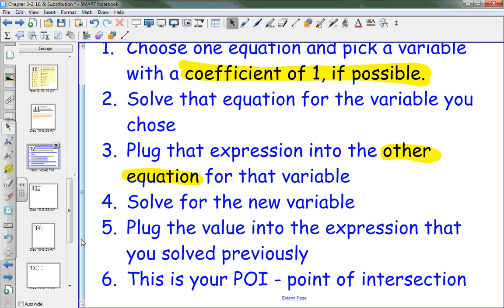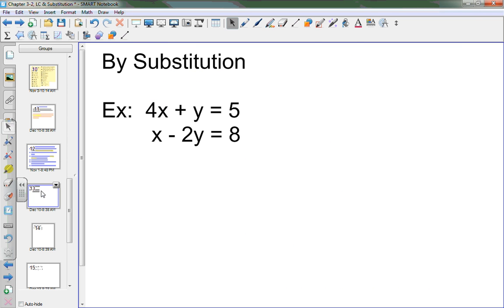Now, there's a lot of steps going on there, but let's just go ahead and try to solve this. So the first example we have, 4x plus y is equal to 5, and x minus 2y is equal to 8. Look at equation 1. Do you have any coefficients that are 1? The coefficient on the y is a 1. Do we understand that? Look at equation 2. The coefficient on the x is going to be a 1.